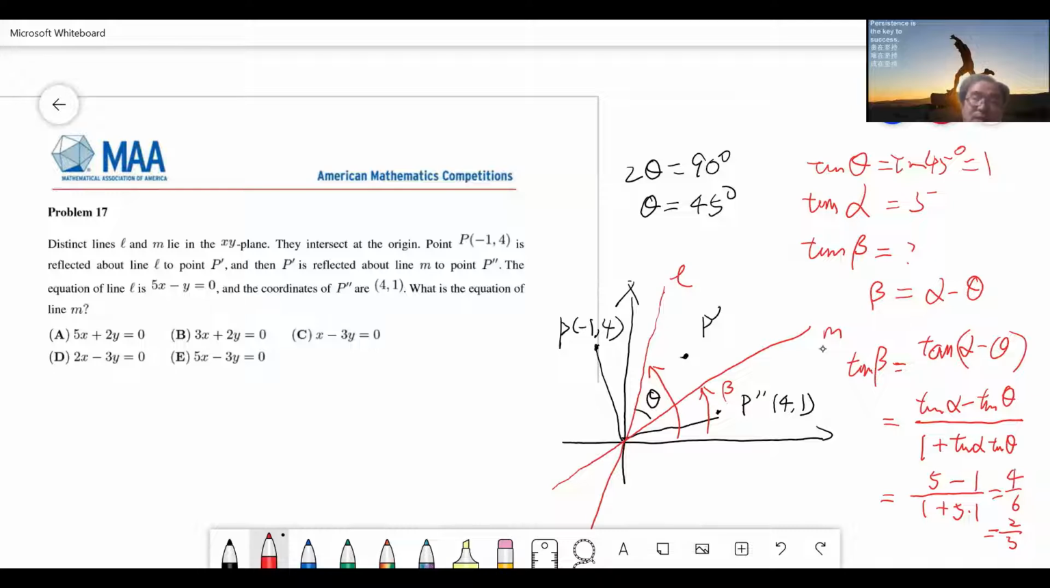So then we can see line m has a slope equal to the tangent, which is 2/3. So it's easy to solve this equation. Line m is just y equals 2/3 of x. So rearranging this equation, we get the answer: 2x minus 3y equals 0. Check the options, we find D is correct.